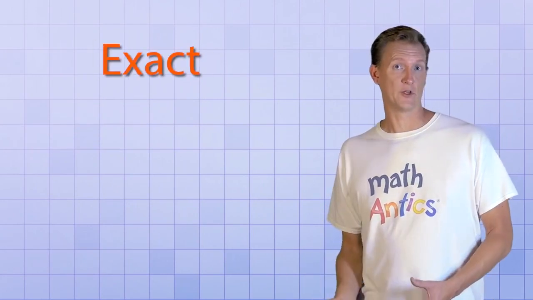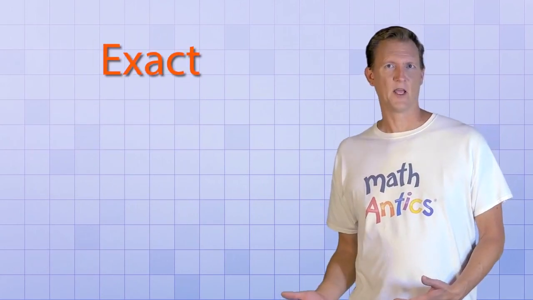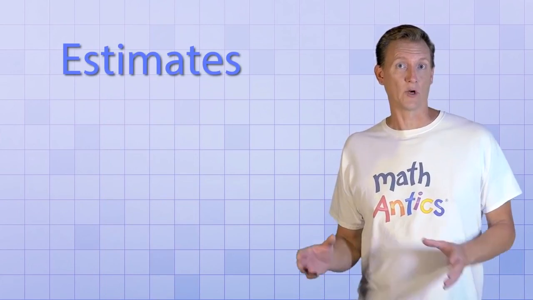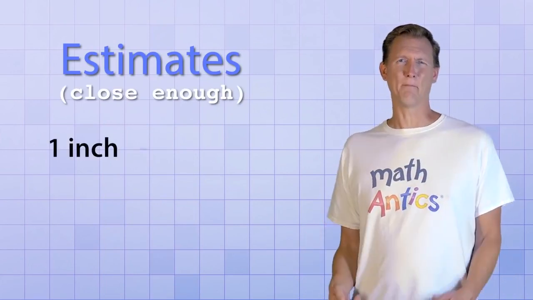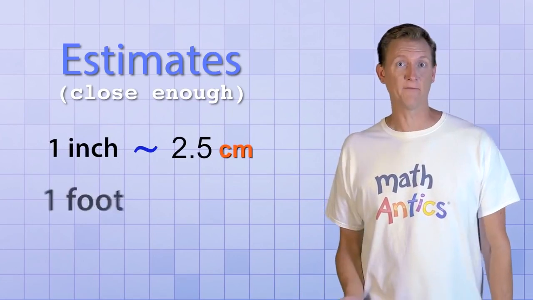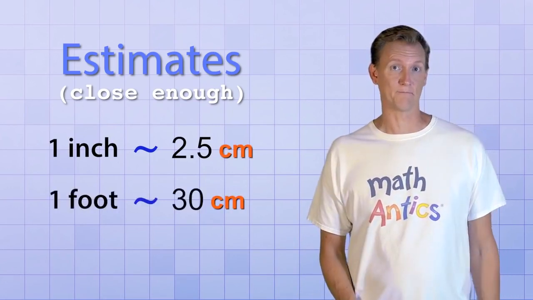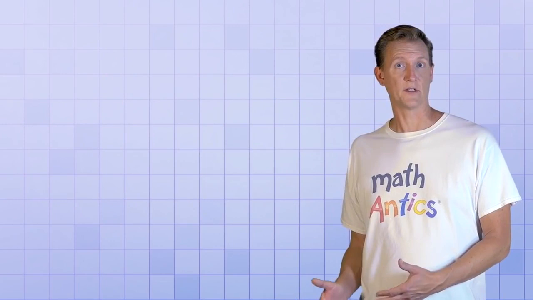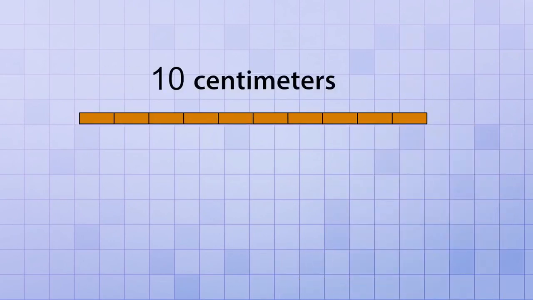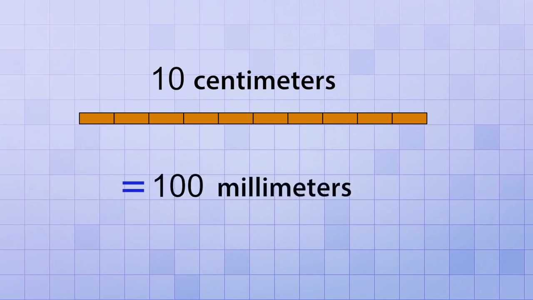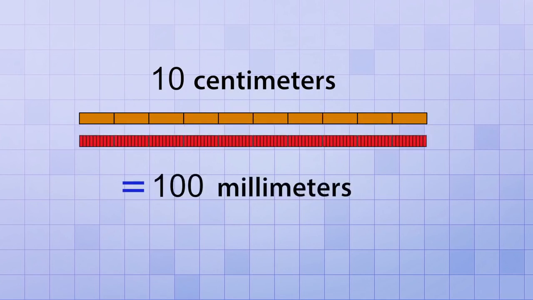Those are exact conversions between inches, centimeters, and feet. But what if you only need estimates or close enough measurements? In that case, just remember that an inch is about 2.5 centimeters, and a foot is about 30 centimeters. Let's do another quick comparison, starting with 10 centimeters instead. If you have 10 centimeters, it's easy to see that it's equivalent to 100 millimeters since there's 10 millimeters in every centimeter. 10 times 10 equals 100.